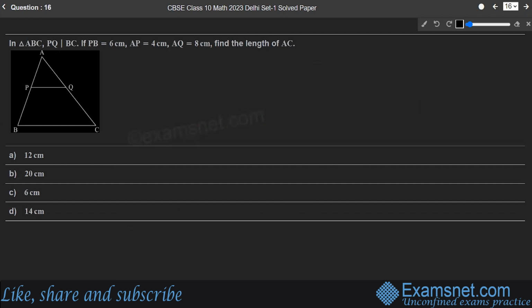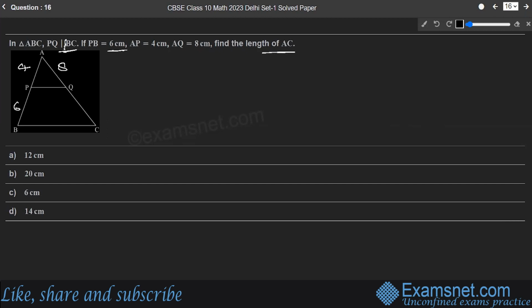Now 16, in triangle ABC, PQ is parallel to BC. If PB is 6 and all the sides are this, find the length of AC. This is what is asked to be calculated. So let us write the values here. AP value is 4, PB value is 6, AQ value is 8, and QC value is not given. So we can anytime find this. These three values are given. The fourth value, we can let it be QC only.